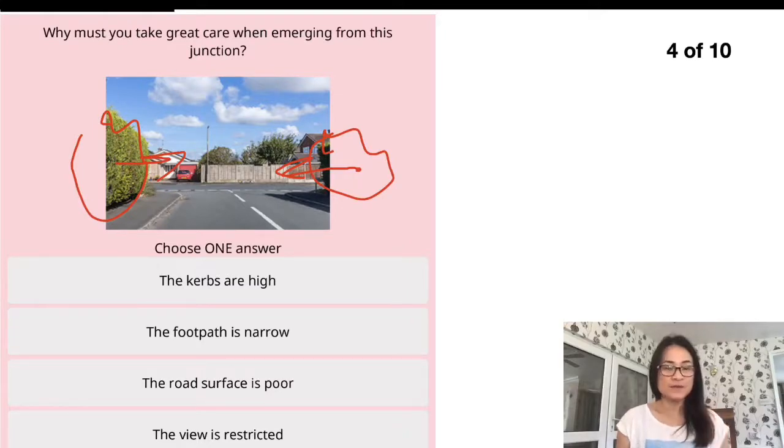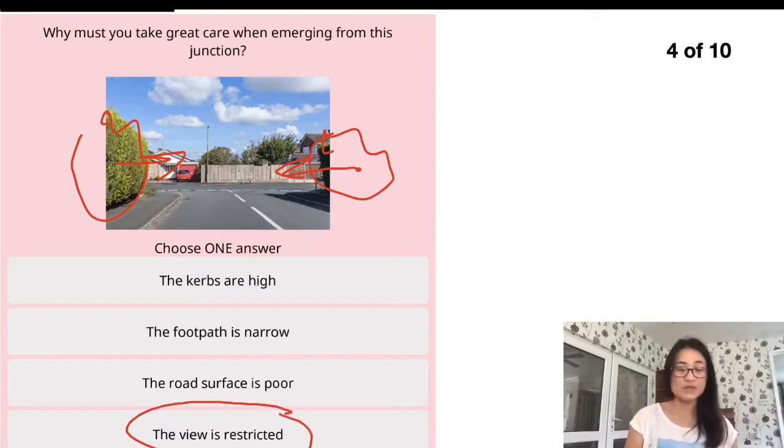So the answer for this question, the thing that you have to take great care of when you're emerging out from this junction, is the view is restricted. So you cannot see much. You need to go very slow. Make sure that you peep out slowly.